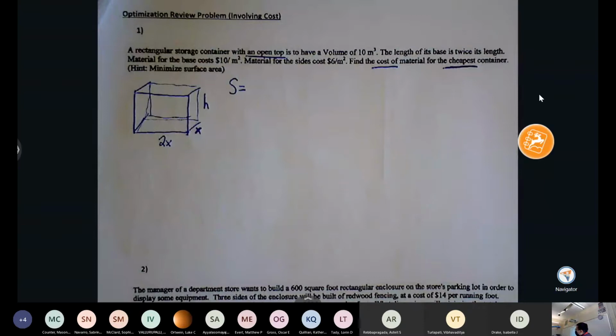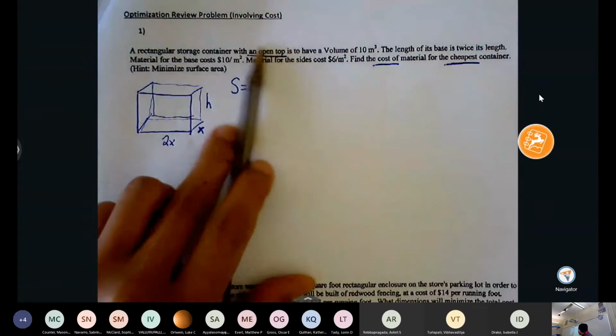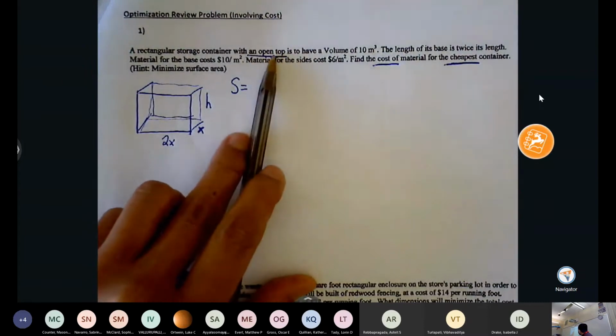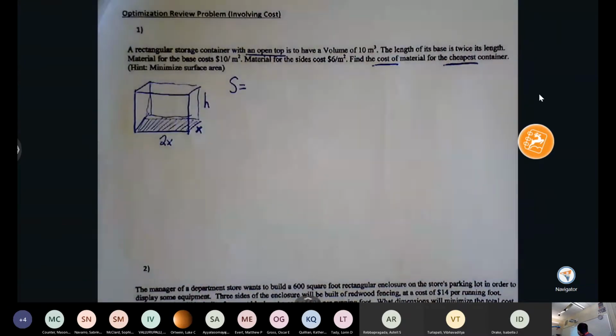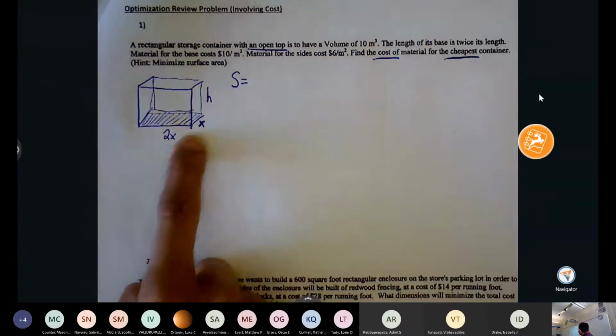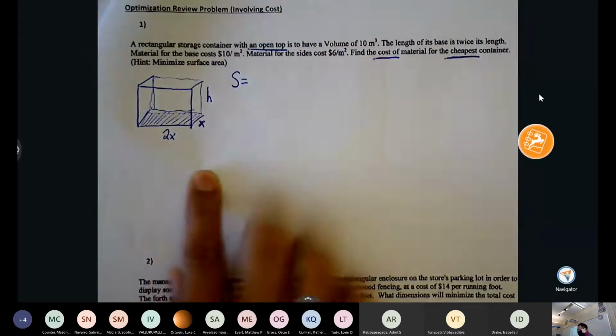So surface area, right, we're going to be adding up the areas of each of the surfaces. There's only 5 surfaces, right, because there's nothing up top. There's no material that we need to spend money on for the top. So let's work on the area piece by piece. What's the area of that base? 2x squared, right? 2x times x, length times width.